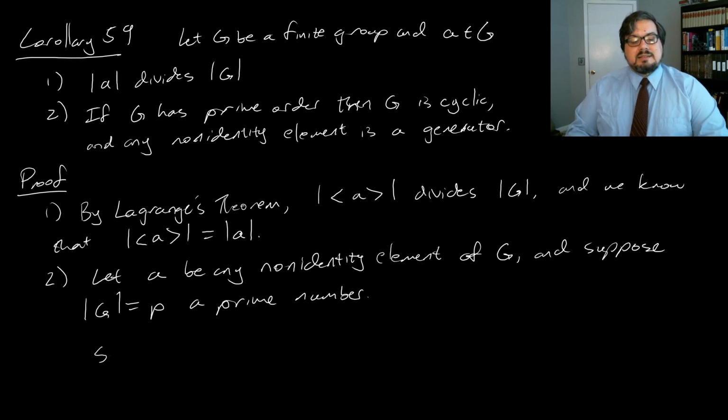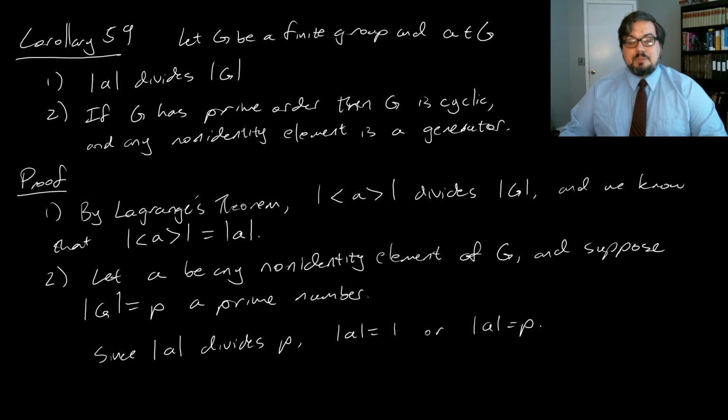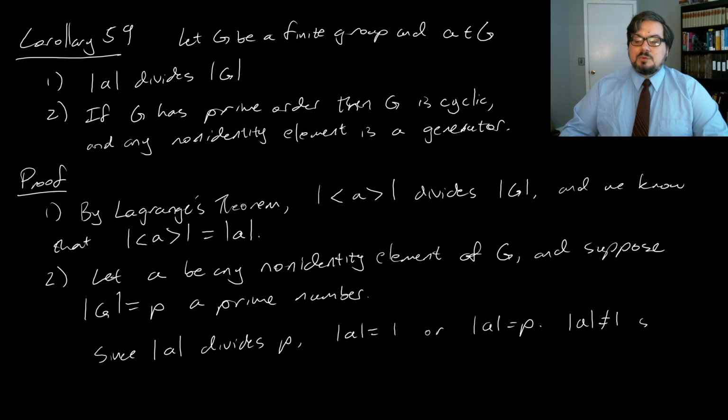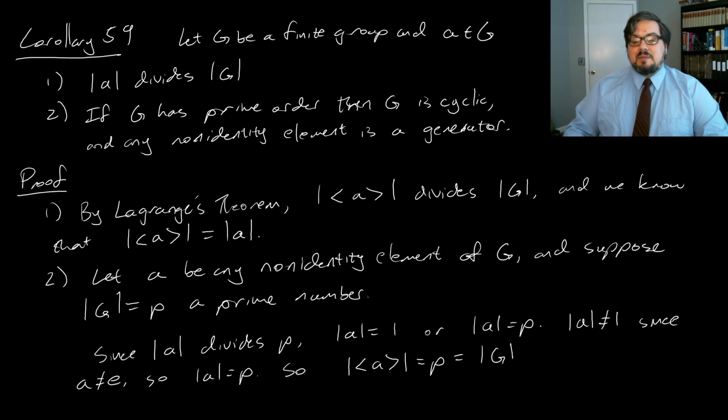So, since the order of A divides P, there are only two options. Either the order of A is 1 or the order of A is P. We know that the order of A is not equal to 1 since A is not the identity. So that means that the order of A is P. So that means that the order of the subgroup generated by A is P, which is the same as the order of the group.